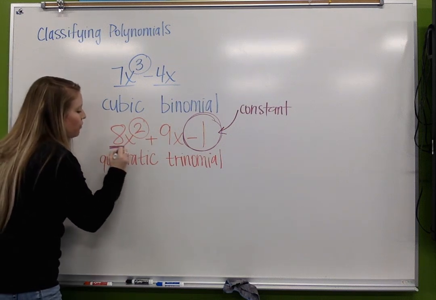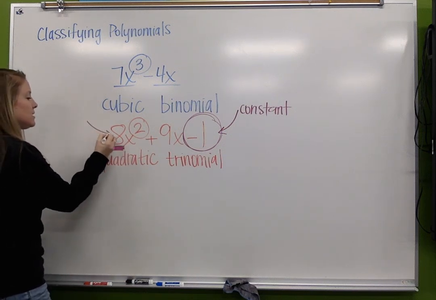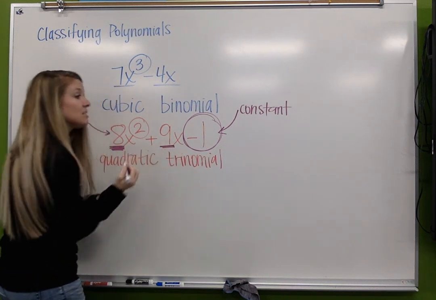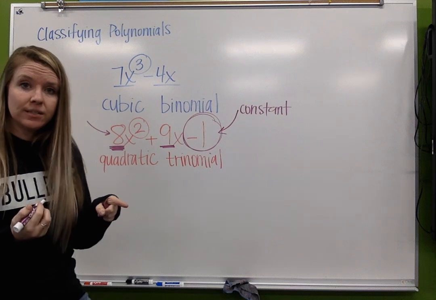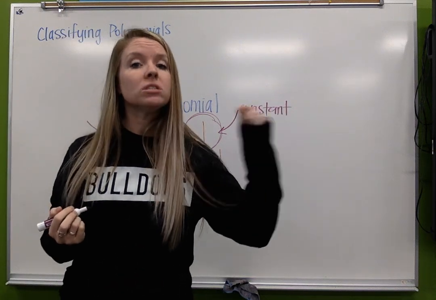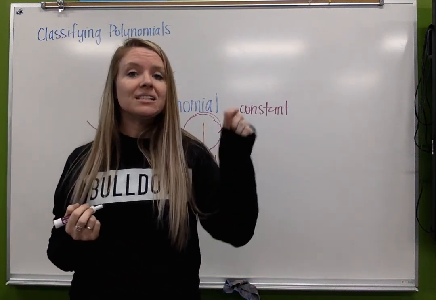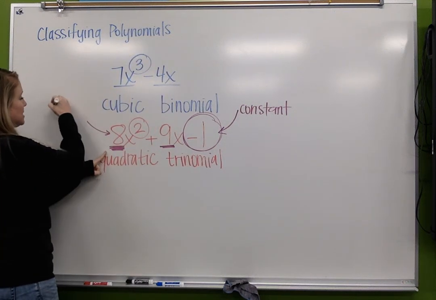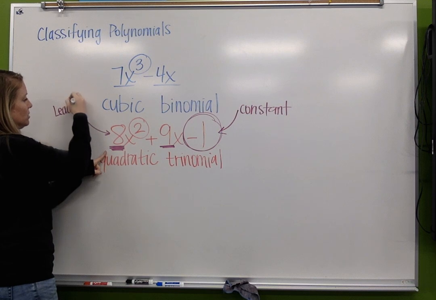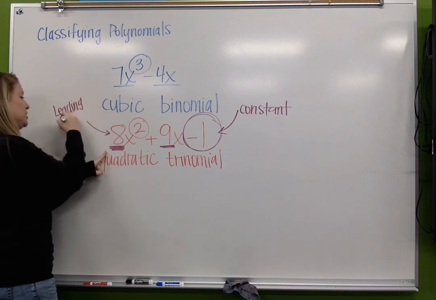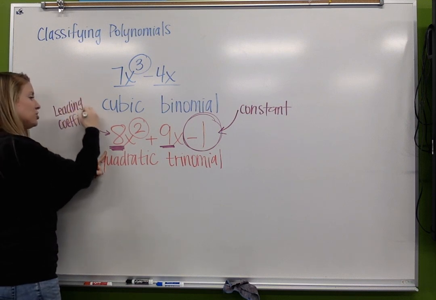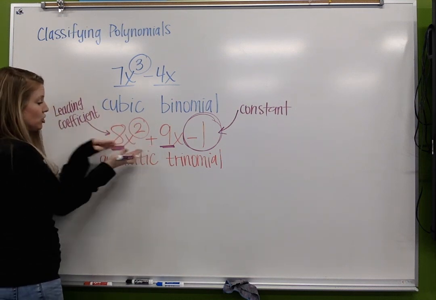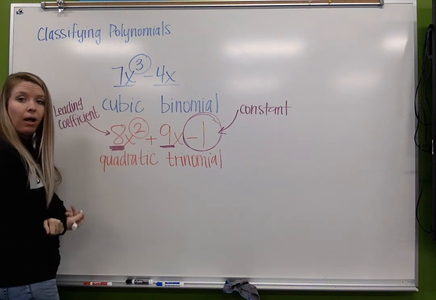This number out front here is a coefficient. 9 is also a coefficient. Any number being multiplied to a variable is a coefficient. But this one is special. This is the leading coefficient. The leading coefficient is just the number attached to the variable with the highest power, so it should lead the polynomial.